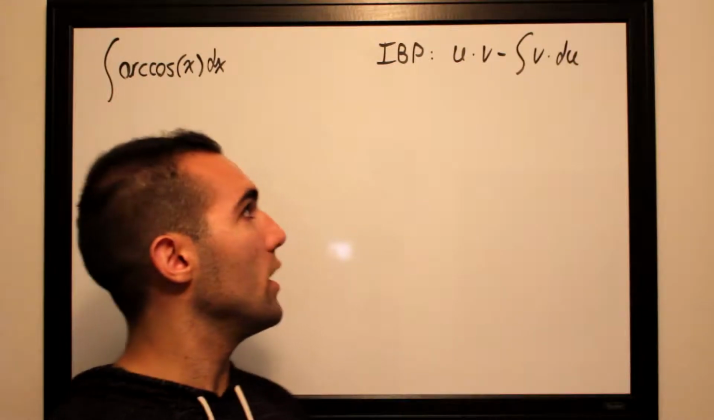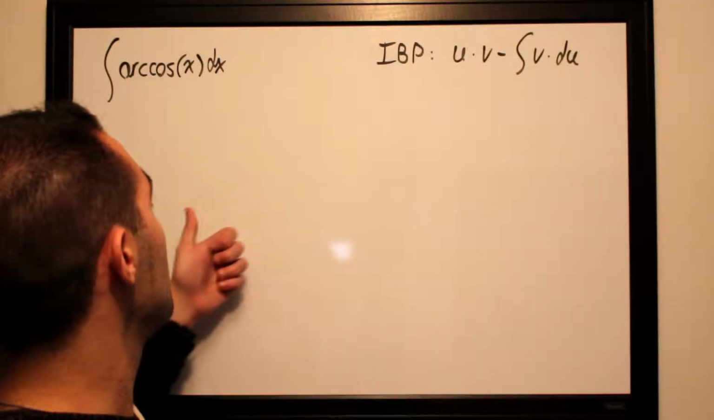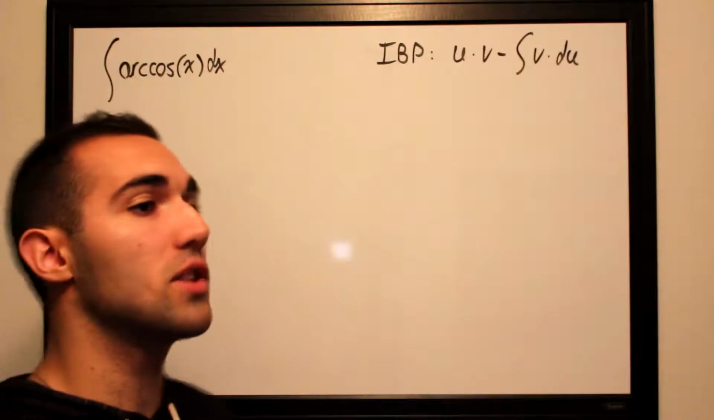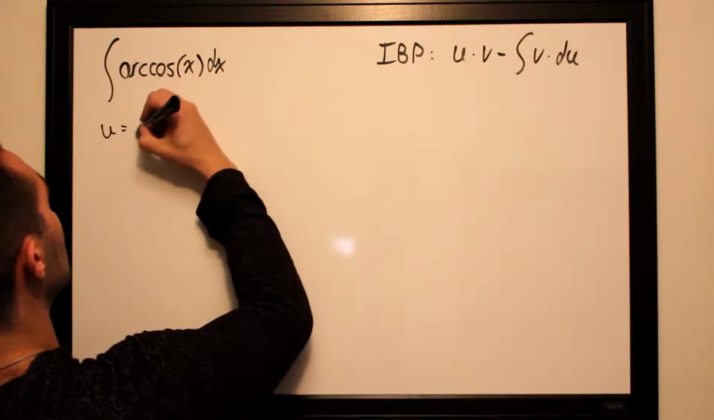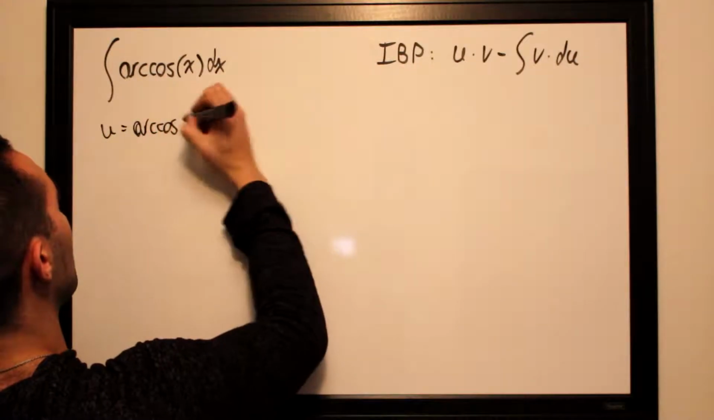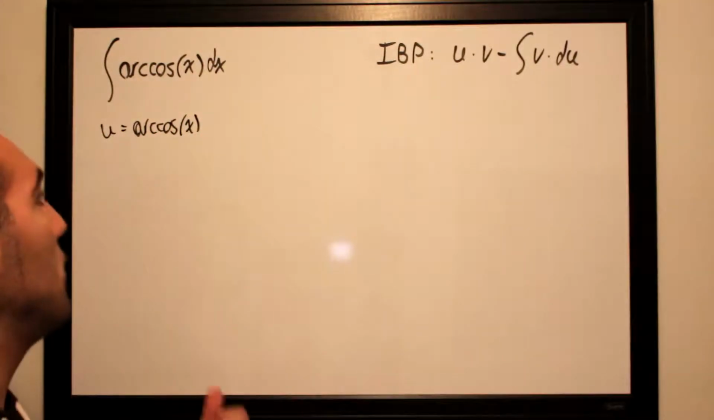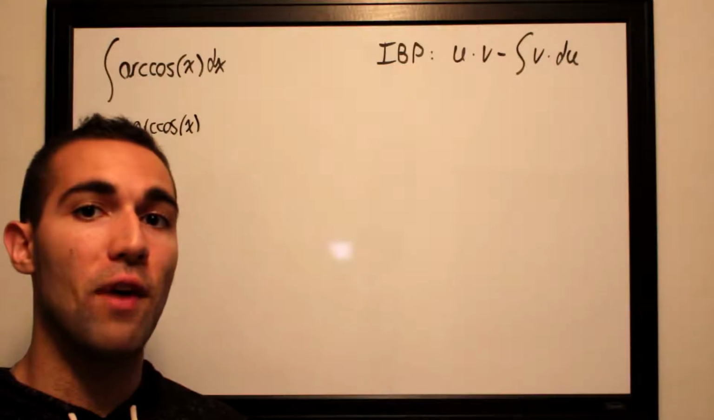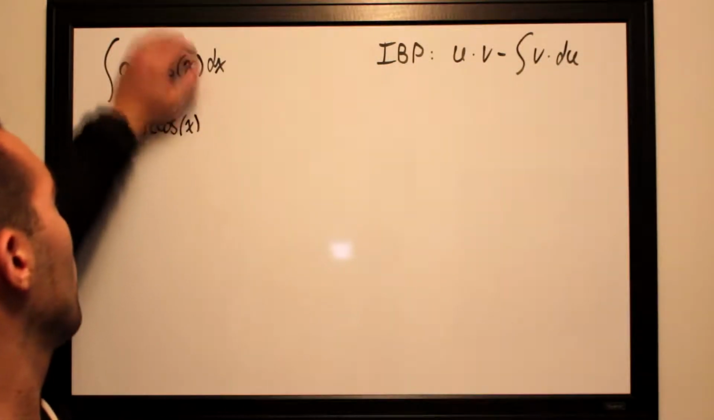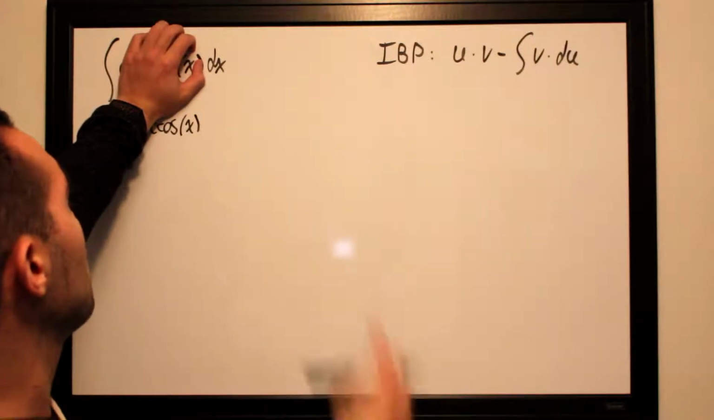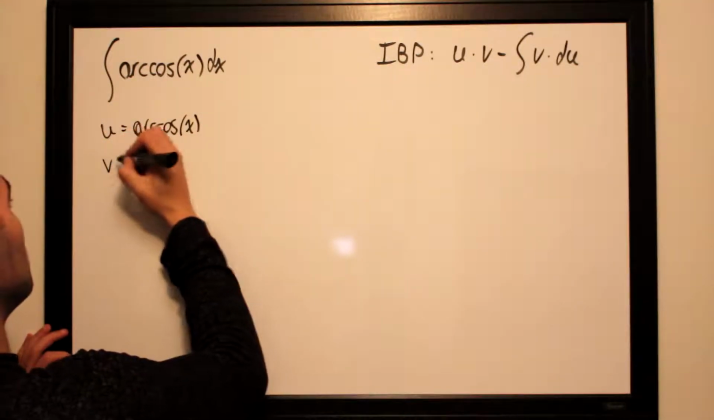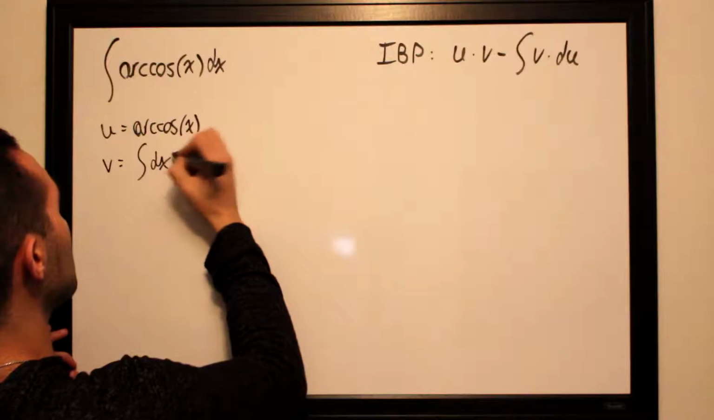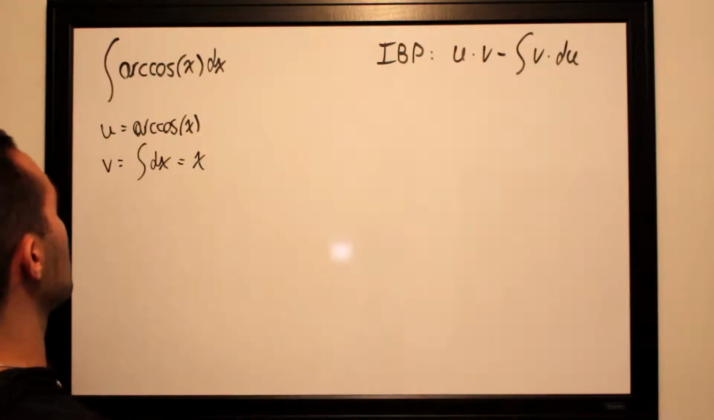So what I want to do in this particular case is choose arc cosine of x to be my u. So u is equal to arc cosine of x. Therefore my v will be whatever is left over if I were to cover it up. If I cover up arc cosine of x, all I'd have left is the integral of dx. So v is the integral of dx, which is equal to x.